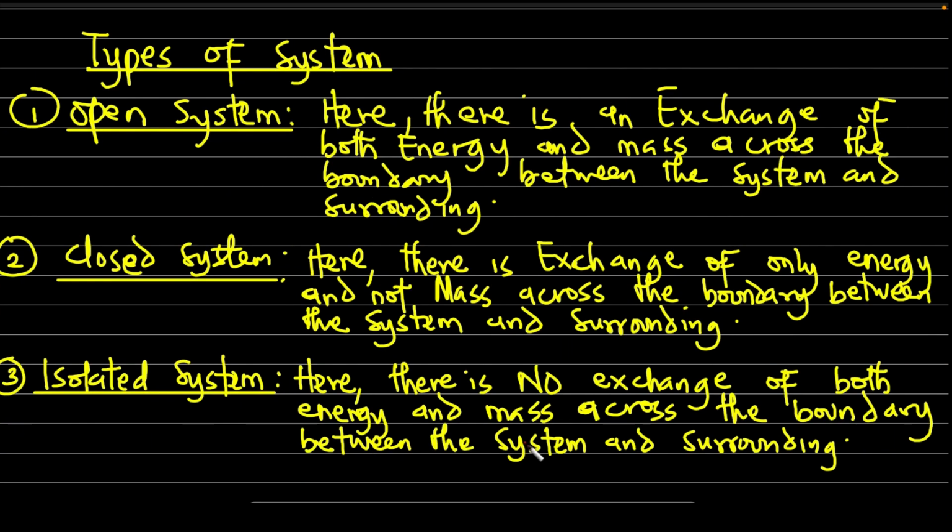We have types of system. The three major types of system that we have are the open system, the closed system, and the isolated system. When is a system said to be an open system? An open system is a type of system where there is an exchange of both energy and mass across the boundary between the system and the surrounding. A typical example is your kettle. If you're boiling water in your kettle, remember a kettle usually has this small orifice, this small mouth from which you can pour out the water.